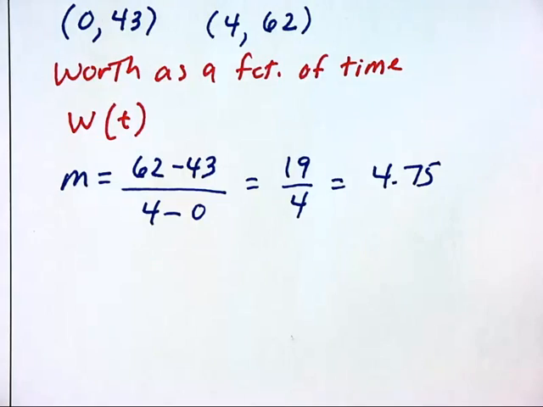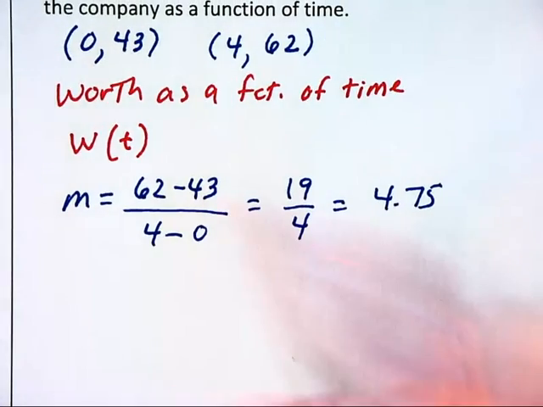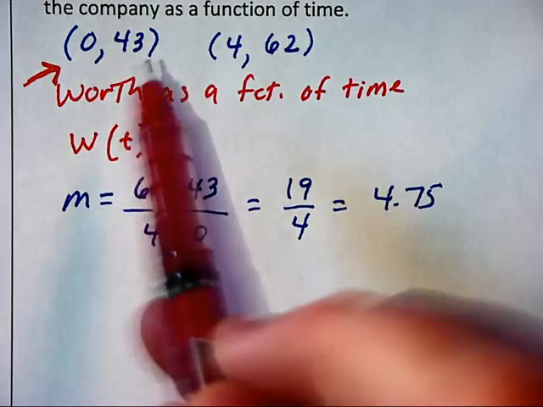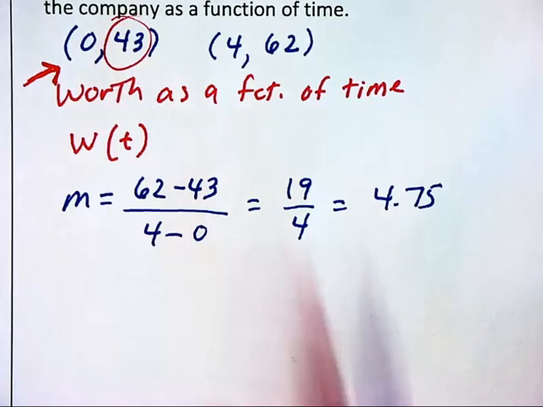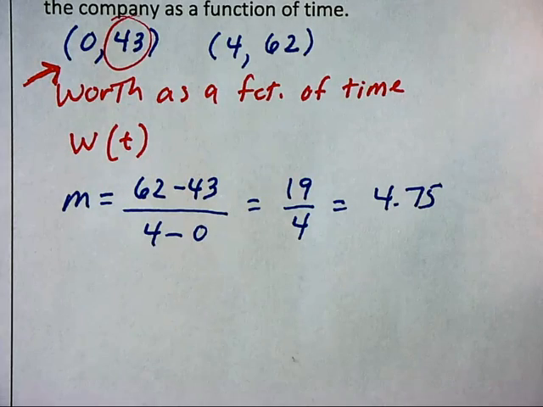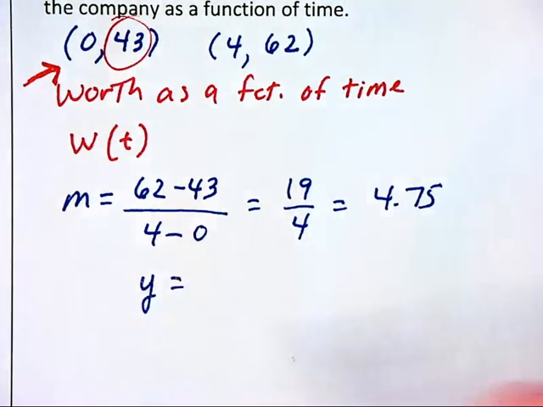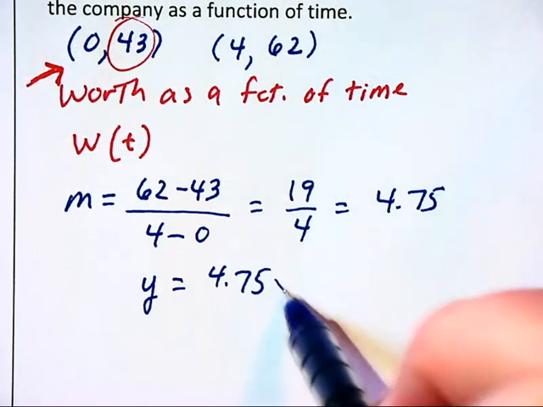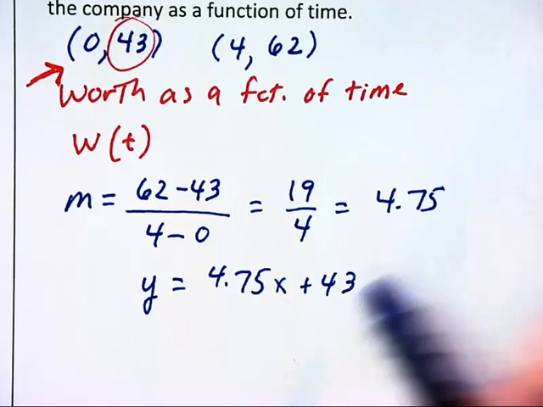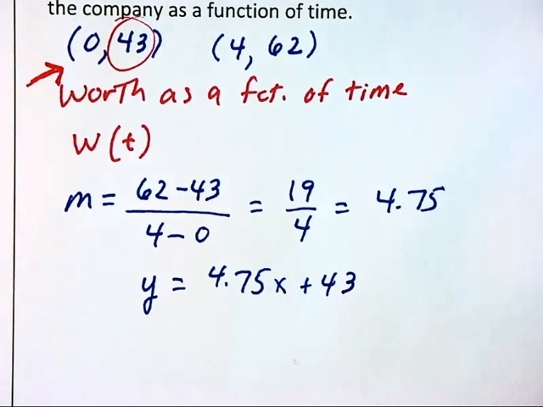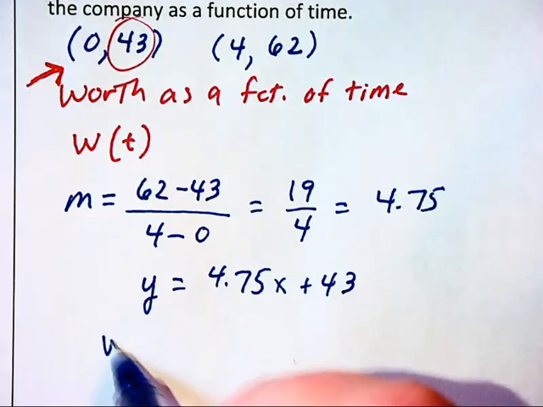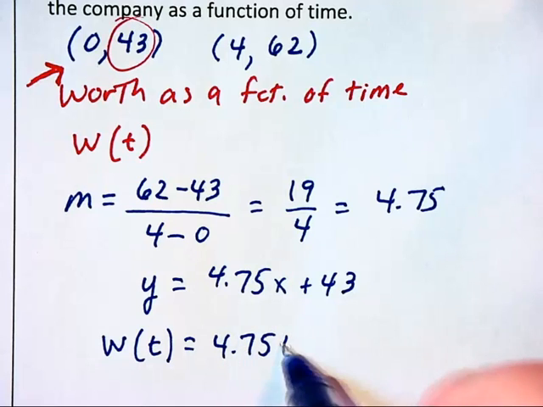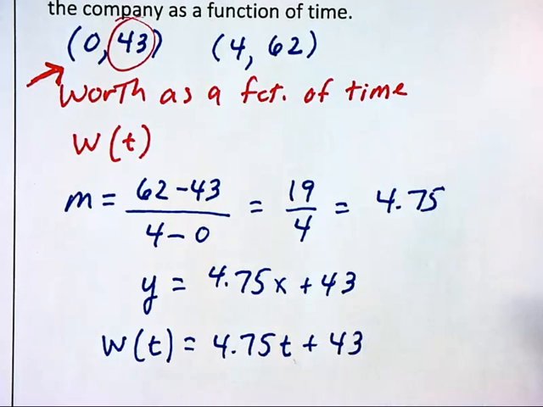We also need a y-intercept, but in this type of problem, when they told us the time equals 0 represents the year 2004, they gave us the y-intercept of 43. So if we were going with y equals mx plus b, we would have y equals 4.75x plus 43. But we're not going with y and x, we've got w as a function of t, so this will be w of t equals 4.75t plus 43 instead.